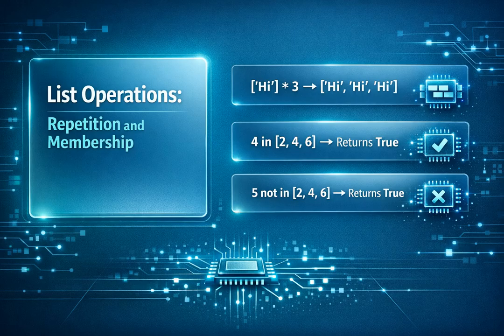The asterisk operator repeats a list a given number of times. The in operator checks if an element exists anywhere in the list and returns true or false. The not in operator checks the opposite. These operators make searching and repetition concise and readable.